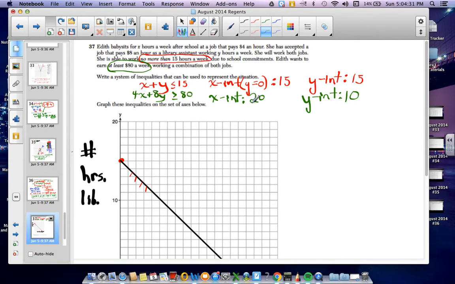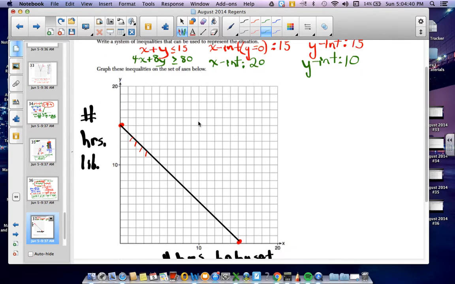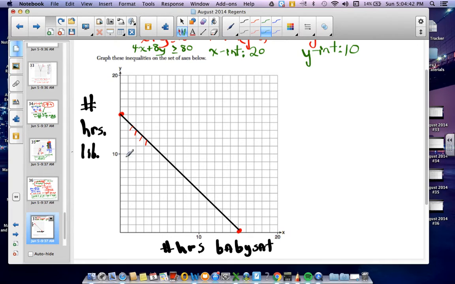I'm solving for x here. That's how I got 20. So like 4 times what is 80? For y, 8 times what is 80? You get 10. You can see how easy this is to graph. So what I'm going to do in green, y-intercept at 10, the x-intercept all the way at the end at 20. Once again, a solid line.